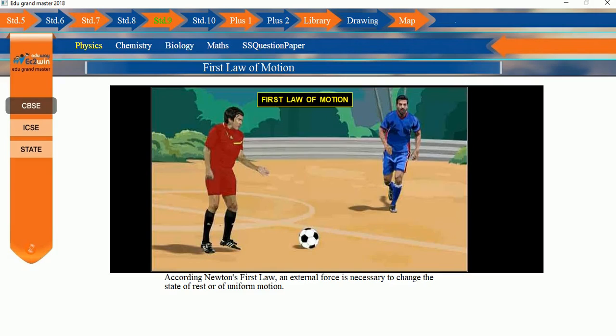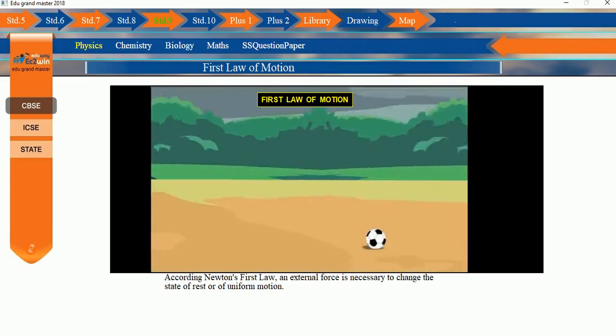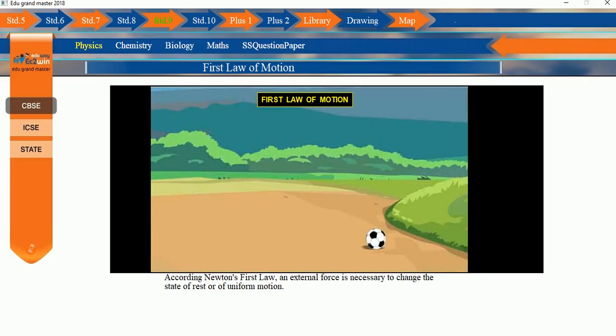But here in our product, this is demonstrated in a very simple way using a football, wherein the football is a body which is in the state of rest, and when the player applies a force or hits the ball or kicks the ball, it moves forward, wherein there is a change in the state of this particular body. It's in the state of motion.